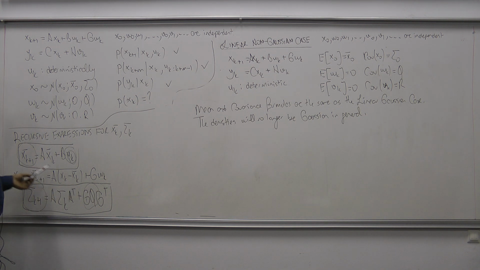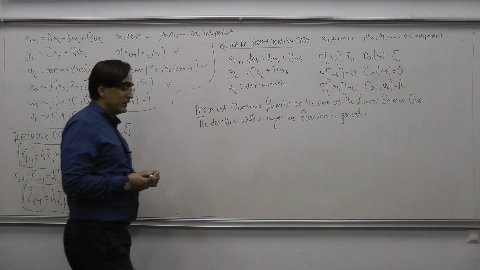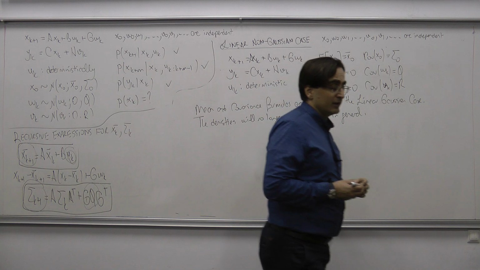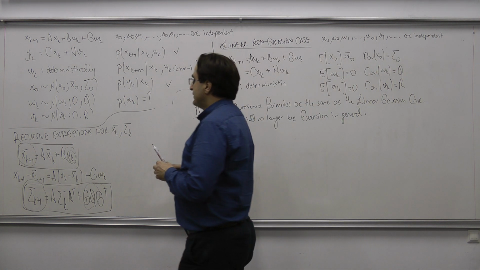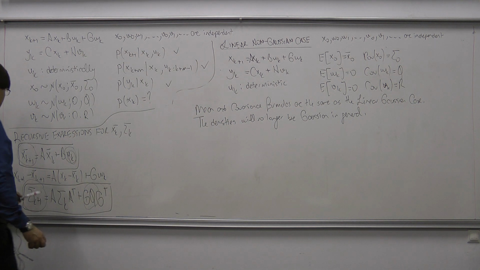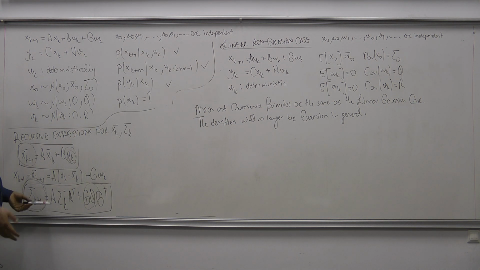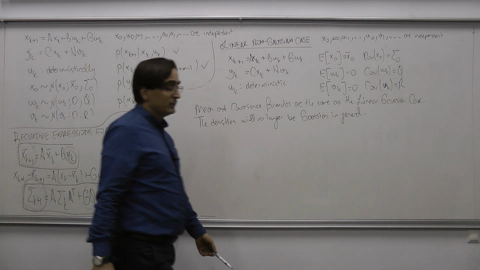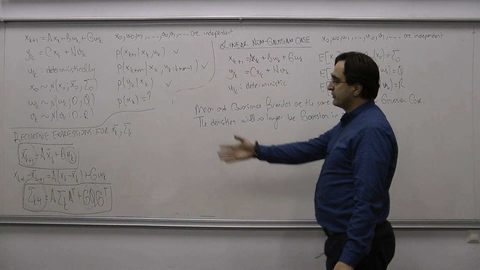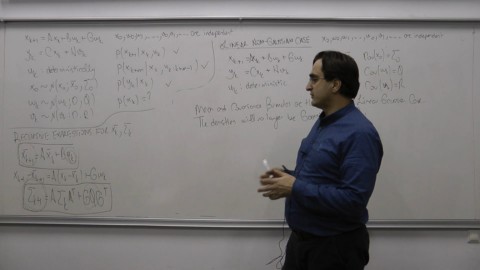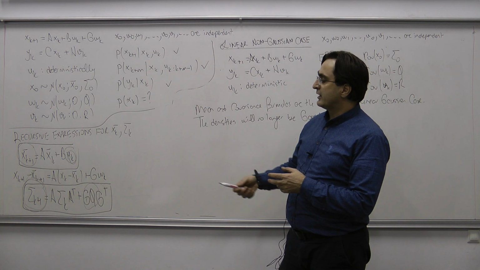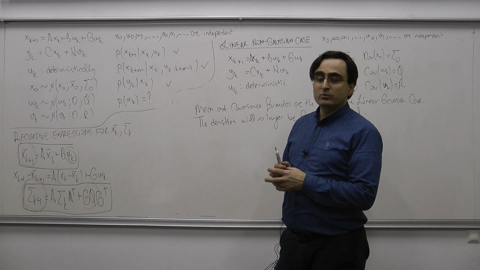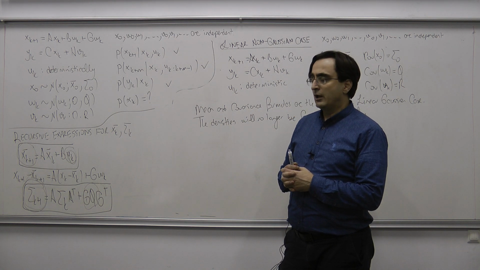So we will be able to say something about the value of this covariance as k goes to infinity if some conditions are satisfied. And the condition that is going to ensure that this sigma k converges to a constant value is going to be the stability of the A matrix. If the A matrix is stable, if all of its eigenvalues are in the unit circle, then we will see that the covariance of the state is going to converge to a constant value.